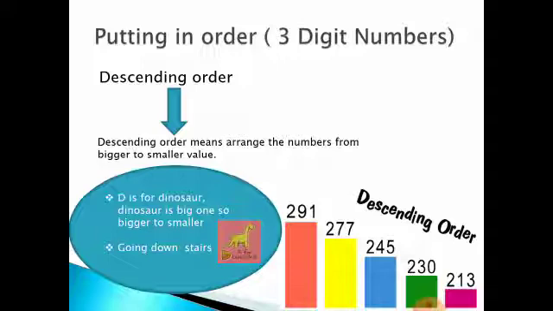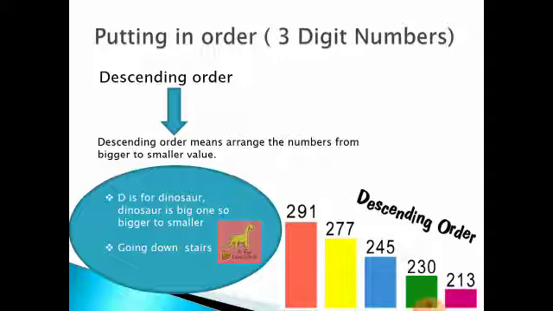Another way to understand is going downstairs. As you go downstairs, you start from the highest place and then gradually you come down to the first step. Same is the case with the descending order. In descending order, we start writing the number with the highest place value. Then gradually we move down and write down the number with the smallest place value.